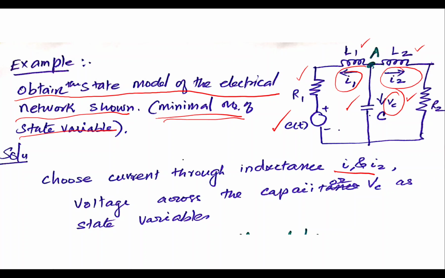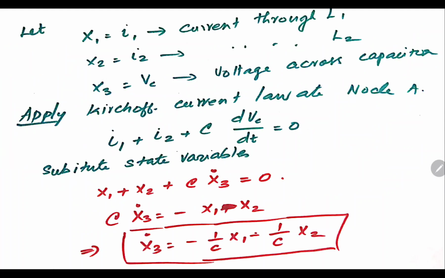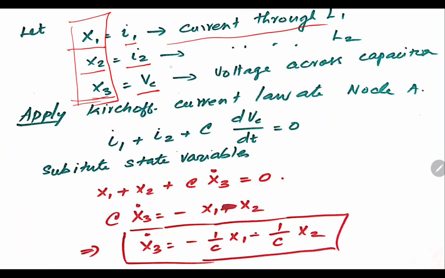First, we are going to use Kirchhoff's current law and solve the equation. I already told you that I1, I2, Vc are the state variables. So I am defining x1 is equal to I1, x2 is equal to I2, and x3 is equal to Vc. These are the three state variables. These are the assumptions. And you know that I1 is the current through L1, I2 is the current through L2, and Vc is the voltage across the capacitor.